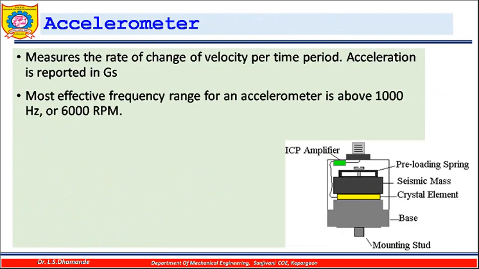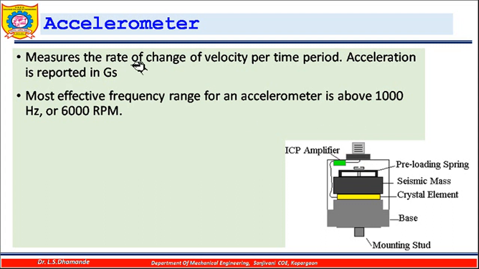Now we'll talk about the accelerometer. You can see the diagram of this accelerometer first. This is the mounting stud and its base. There is a crystal element used in this. Okay, so this is a seismic mass over this crystal. This is a preloading spring, and whatever vibrations are there are transferred to this crystal element, which produces an electrical signal proportional to it. There is an amplifier here, and then accordingly this is connected to the instrument.